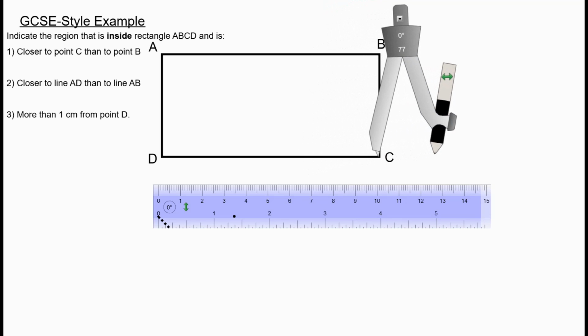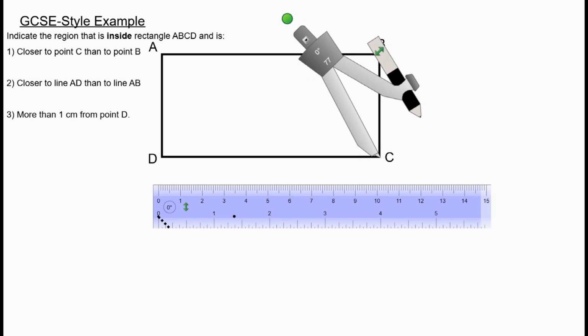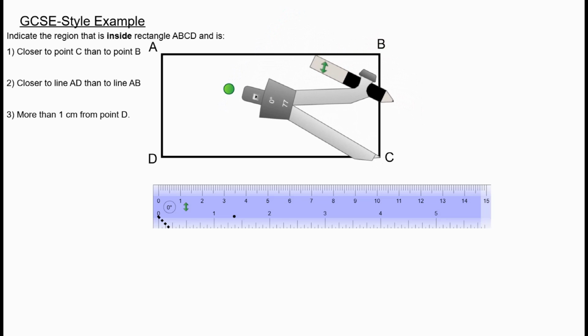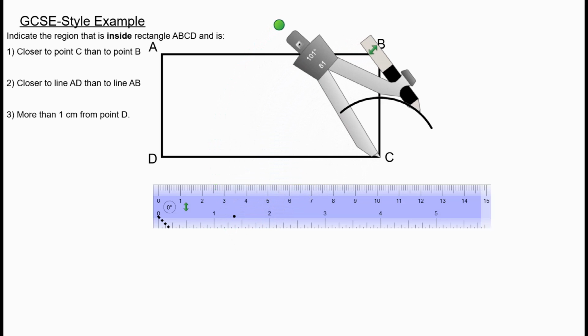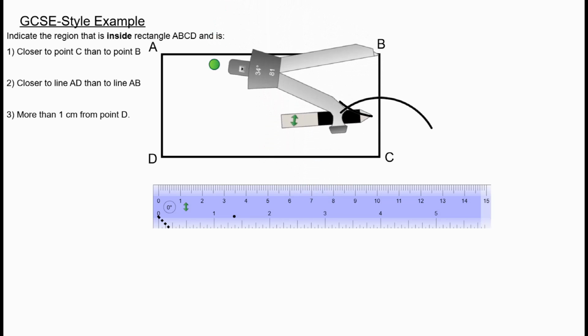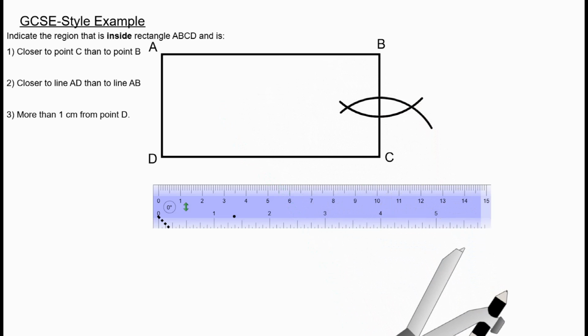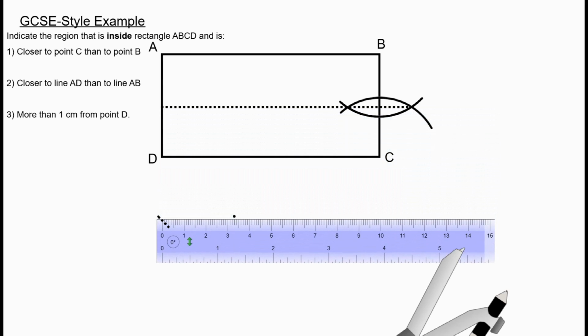So I'm going to put my compass point on C, and I'm going to open up my compasses more than halfway, and I'm going to draw an arc. And I'm going to do the same on B, leaving my compass just as open as it was, like that. And I'm now going to draw the perpendicular bisector. Now, everything below that line is closer to C than to B.